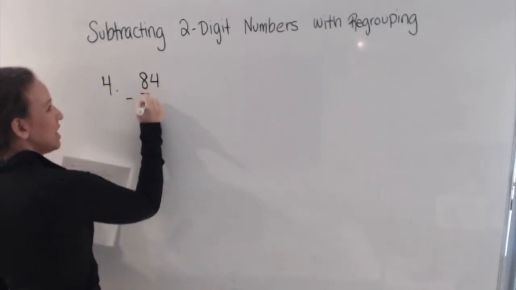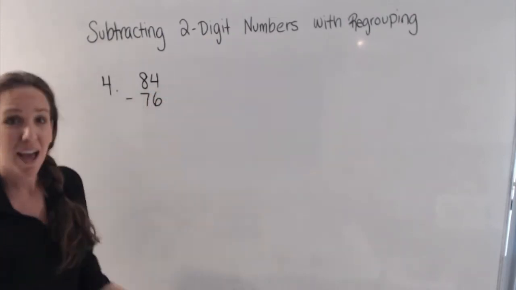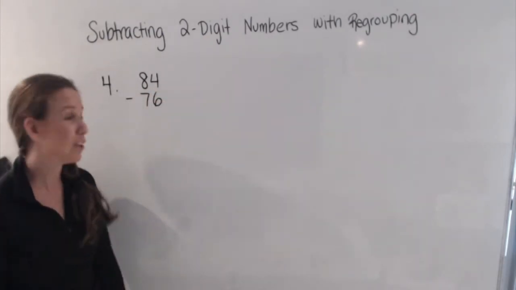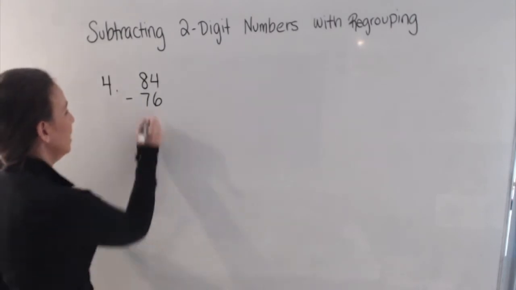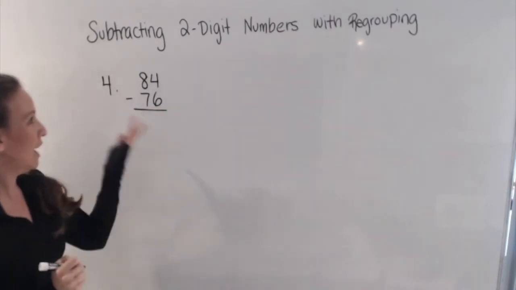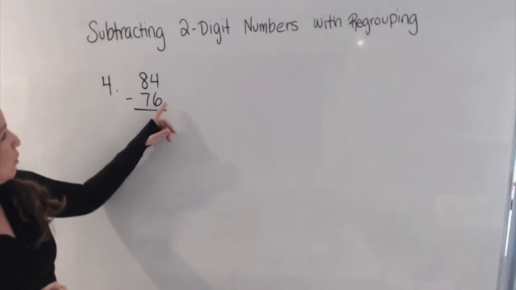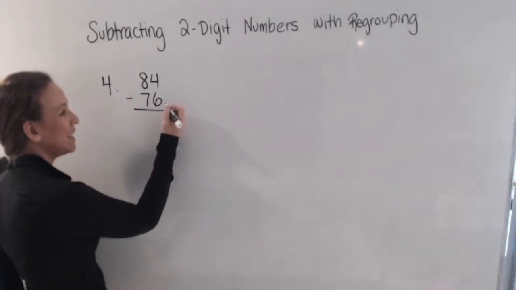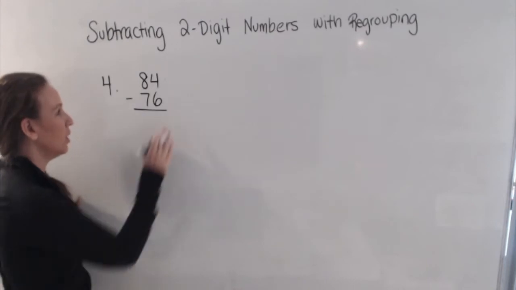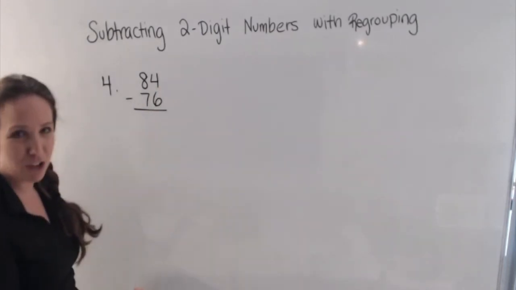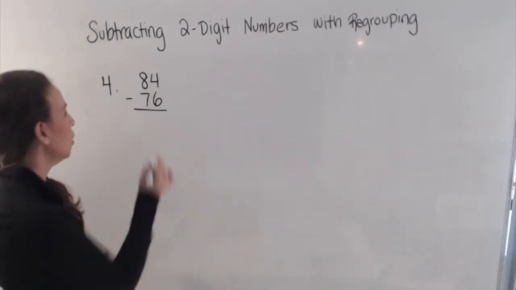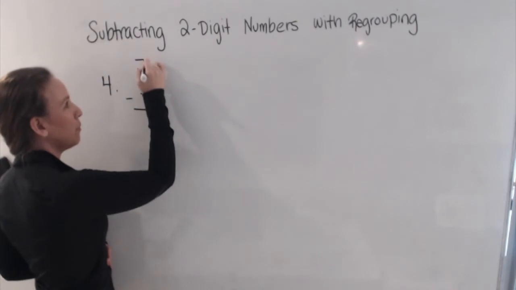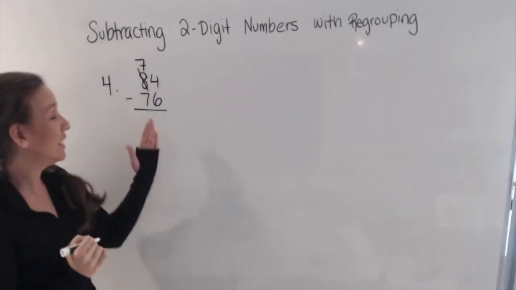84 minus 76. To be honest, I find these to be some of the hardest ones. The reason I find it hard is, for some reason, I always subtract the wrong way when I come to my 6s. I don't know why. But I can't take 6 out of 4. So, just like every other time we've been doing for this worksheet, we're going to have to borrow from my 8 and give it to my 4.